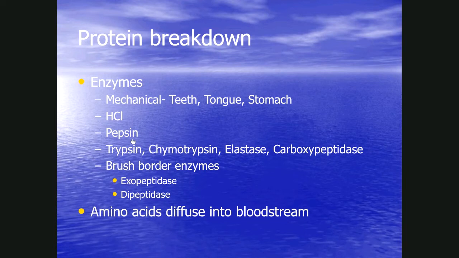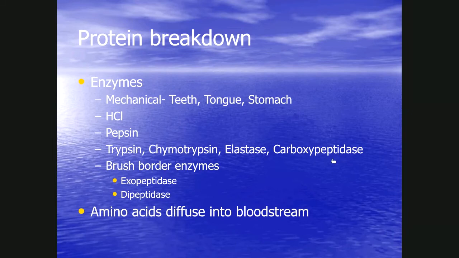And then we're going to have a group of peptidases. Now, I notice that some of these may show up, so you may want to just know this list: trypsin, chymotrypsin, elastase, and carboxypeptidase. These are the four that we're going to consider to be the peptidases overall.